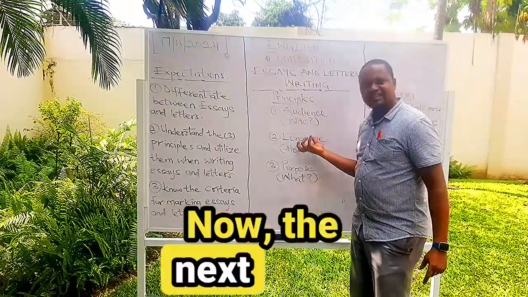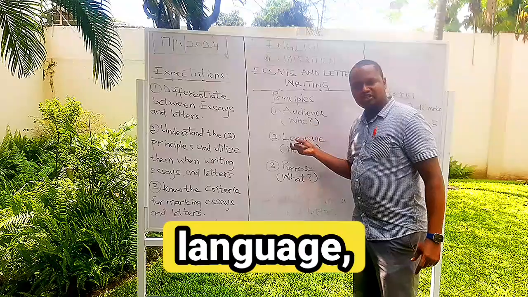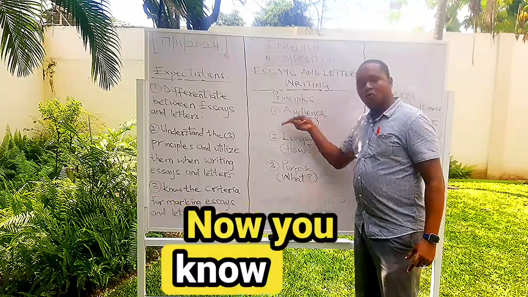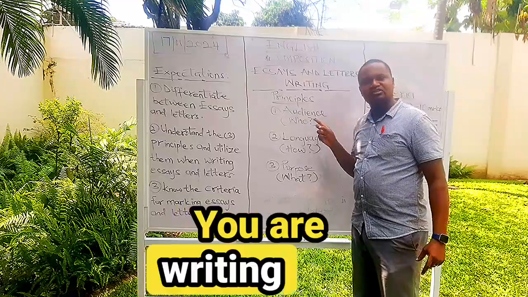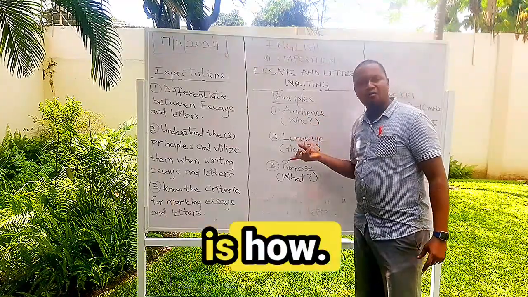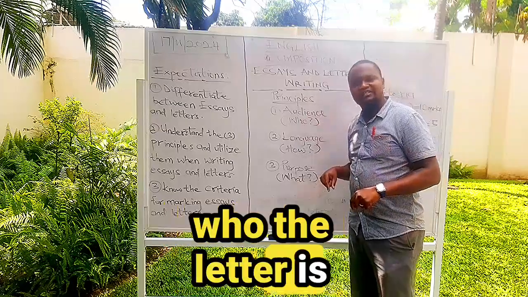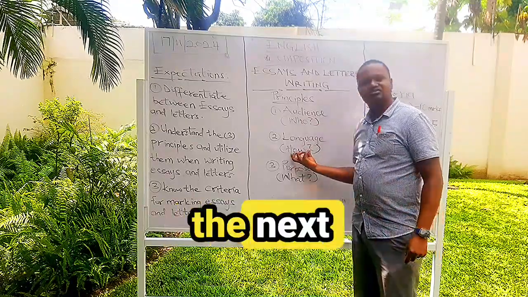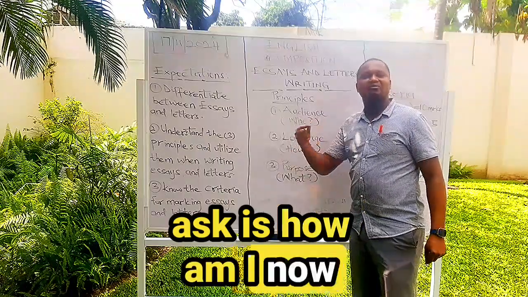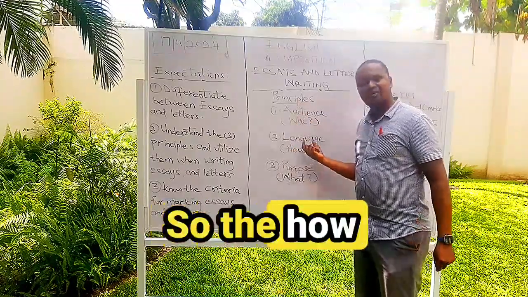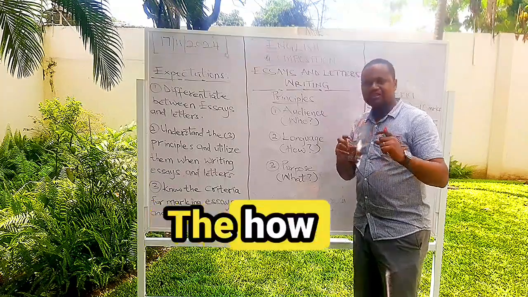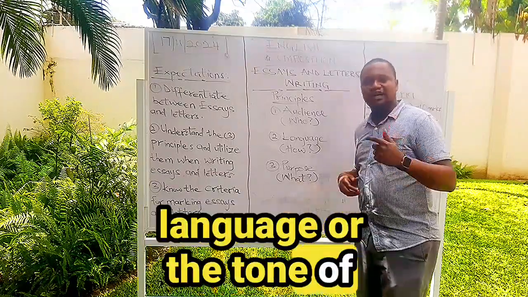Now, the next thing is language, or in other words, how. Now you know who you are writing the letter to, your uncle. The next question to ask is, how am I writing the letter? So the how is the language, or the tone of the letter.